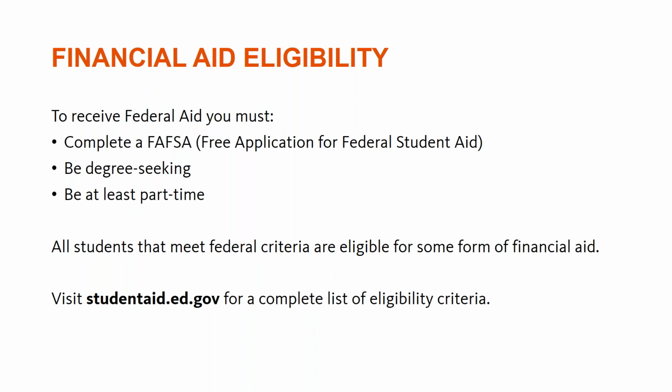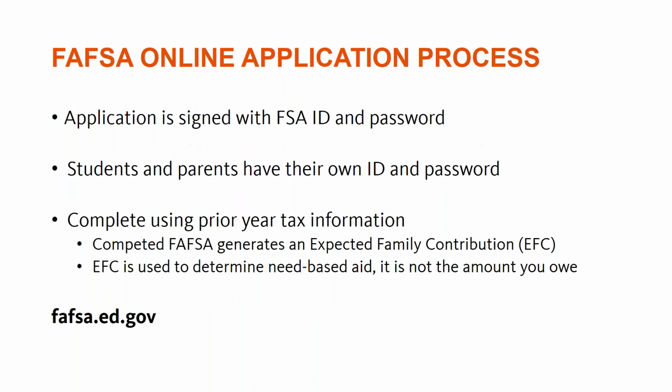So complete your FAFSA, be a degree-seeking student, and be enrolled at least part-time. If you meet those 3 criteria, you should be eligible for some form of federal aid. The full list of eligibility is also available at the studentaid.ed.gov website. The FAFSA application is completed online. In order to complete your FAFSA application, you will need to sign up for an FSA ID and password. This is your username and password, and it will also act as your signature at the end of the application. Students and parents will each have their own ID and password.